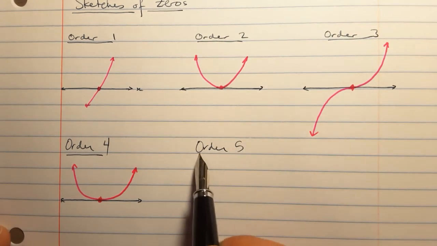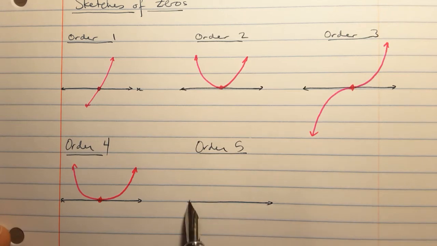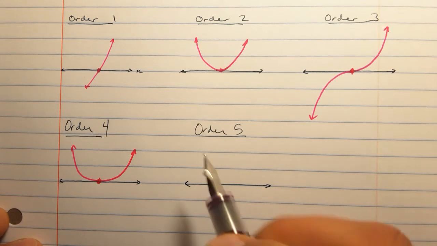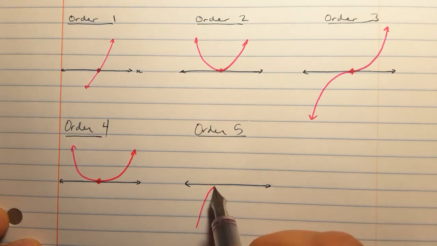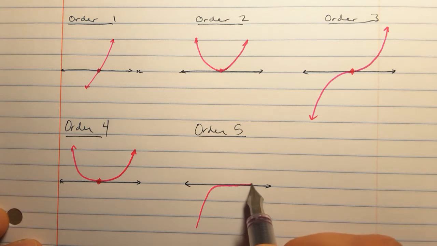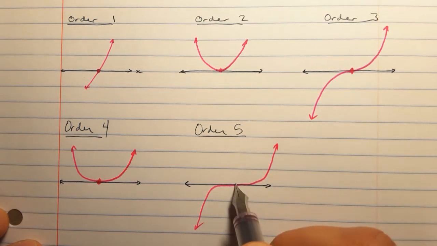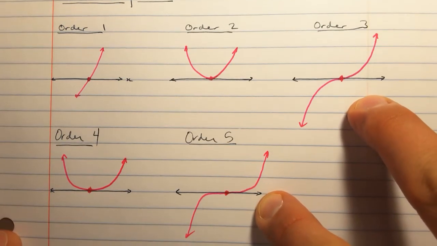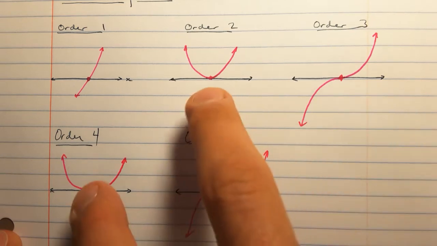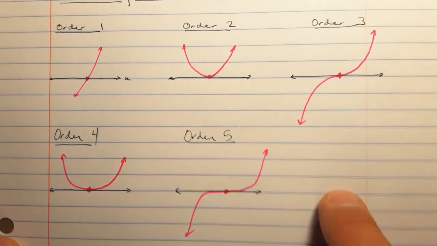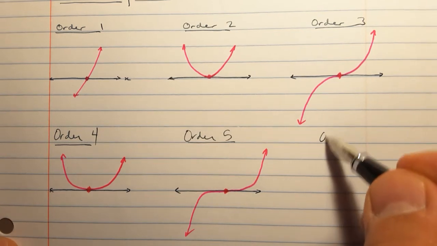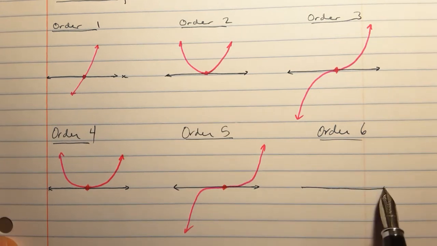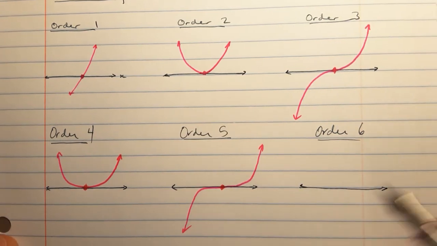Here's what order 5 looks like. Comes in really flat again. So look, order 3 and 5 are like the same kind of thing, except order 5 is flattened out more. That's the same with order 2 and order 4. And you know what will happen with order 6? This will be the last one that we draw. You have a prediction?